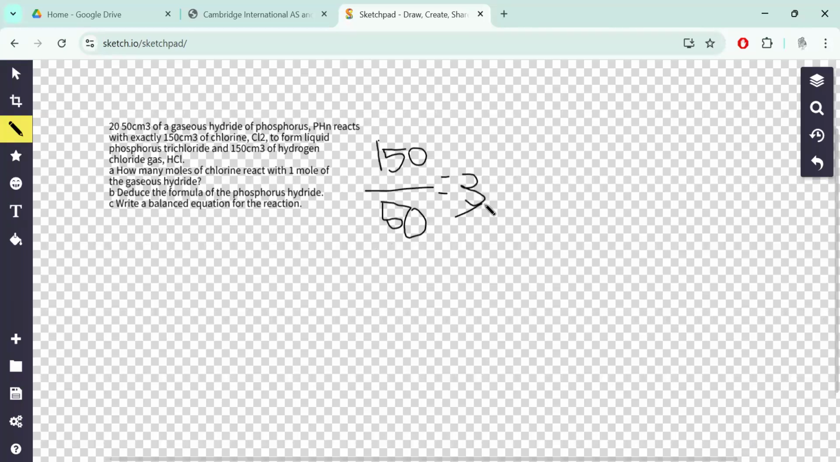Now, question B: deduce the formula of the phosphorus hydrate. Here we know that for each chlorine it's 1 mole, that'll be 150, and chlorine reacts with hydrogen usually in a 1:1 ratio. I wrote down notes, and it's kind of confusing, so let me just explain it this way. We have 150 right here. This is 1 mole of chlorine. And then here we have 50 with the gaseous hydrate.